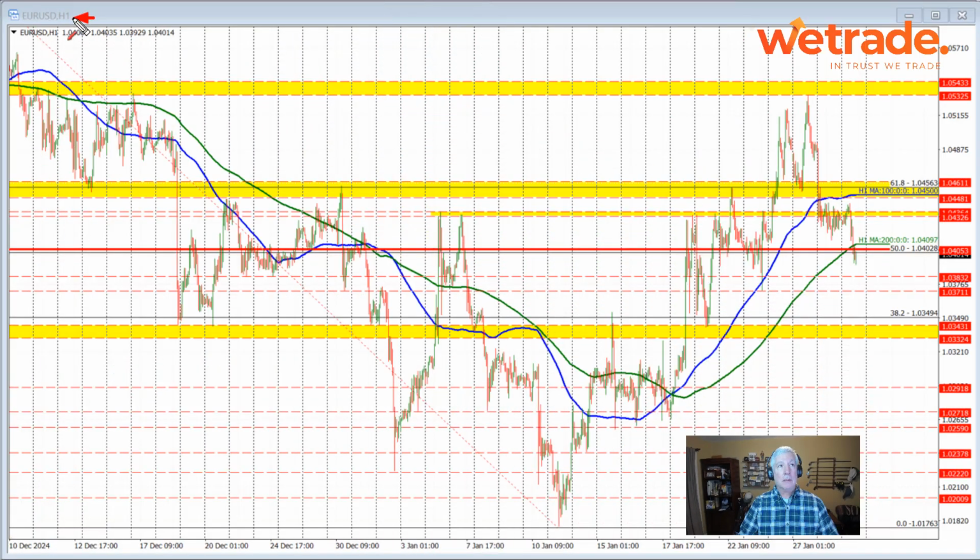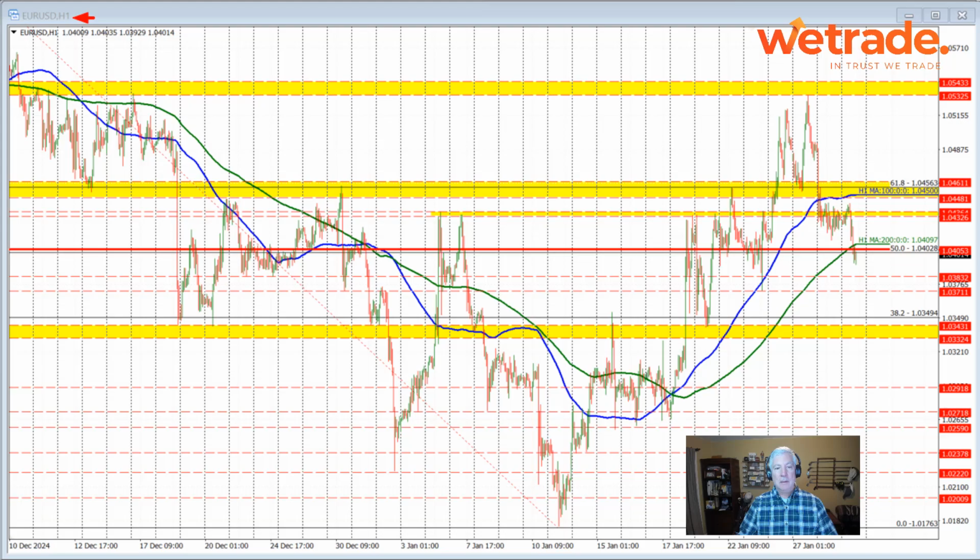Let's start by taking a look at the euro versus US dollar on the hourly chart. In trading yesterday, the price fell sharply in the early hours of the trade, with the US dollar moving higher on tariff chatter from President Trump and also his Treasury Secretary Bessent. But then markets really started to waffle up and down.